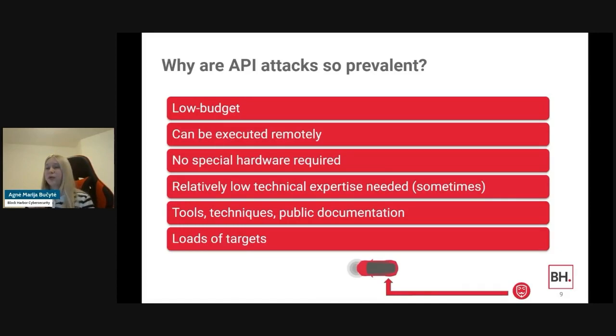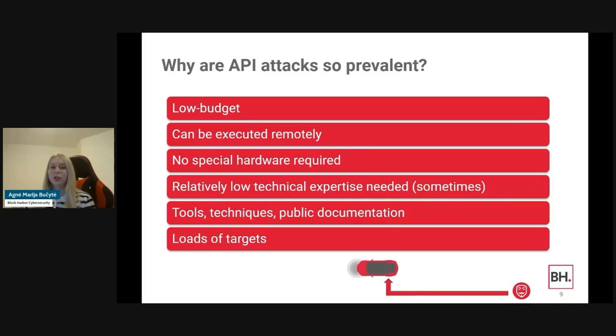There are other types of automotive attacks that require physical access. Another thing is that no special hardware is required. When we're talking about other types of automotive attacks, we have, for example, the relay attack, where you have to have specialized equipment and where you have two people involved.